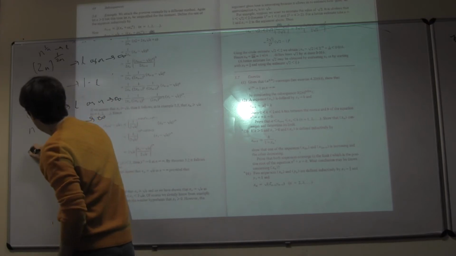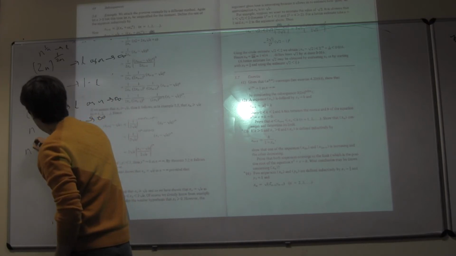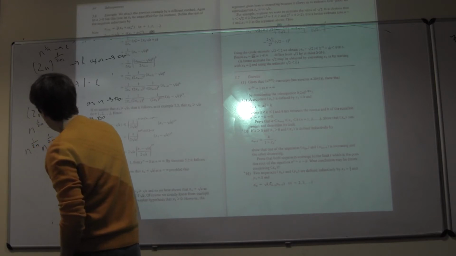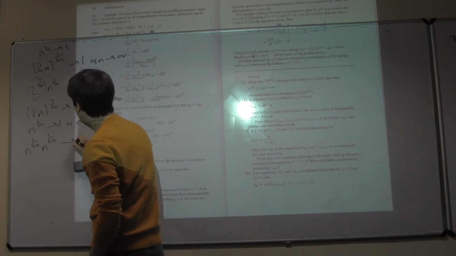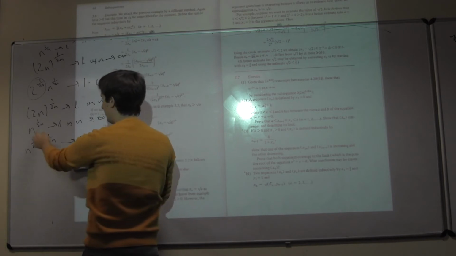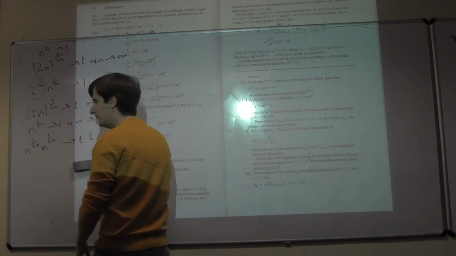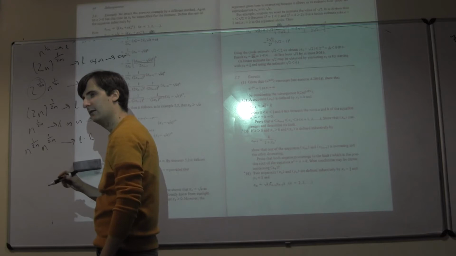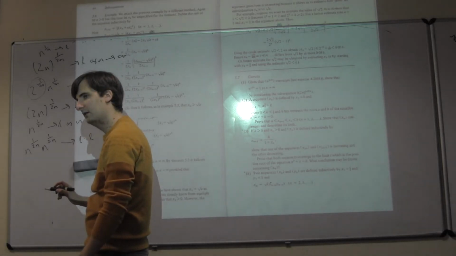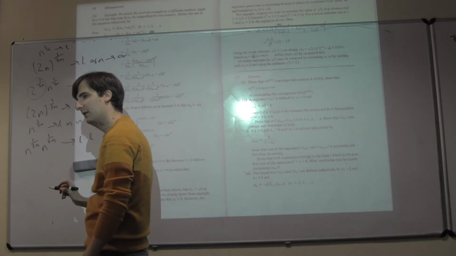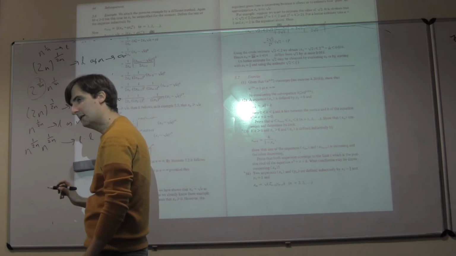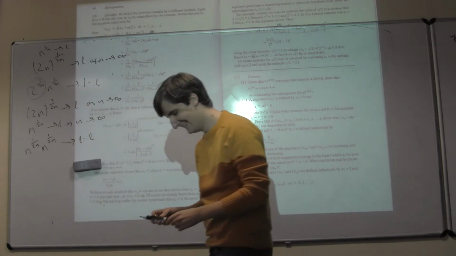But we also know that by the product rule, n to the power of 1 over 2n times n to the power of 1 over 2n must converge to L times L. Because we know this converges to L, so the product must converge to L. But what's this thing on the left hand side? I'm confused a bit.